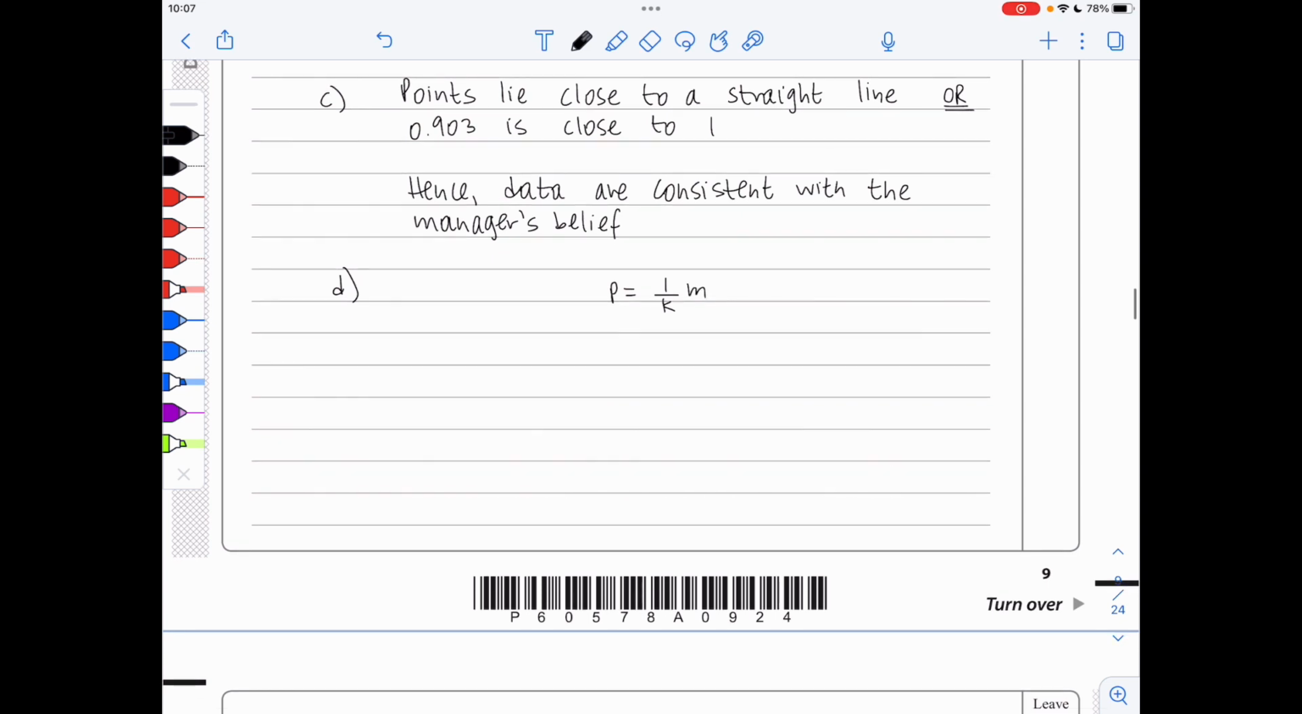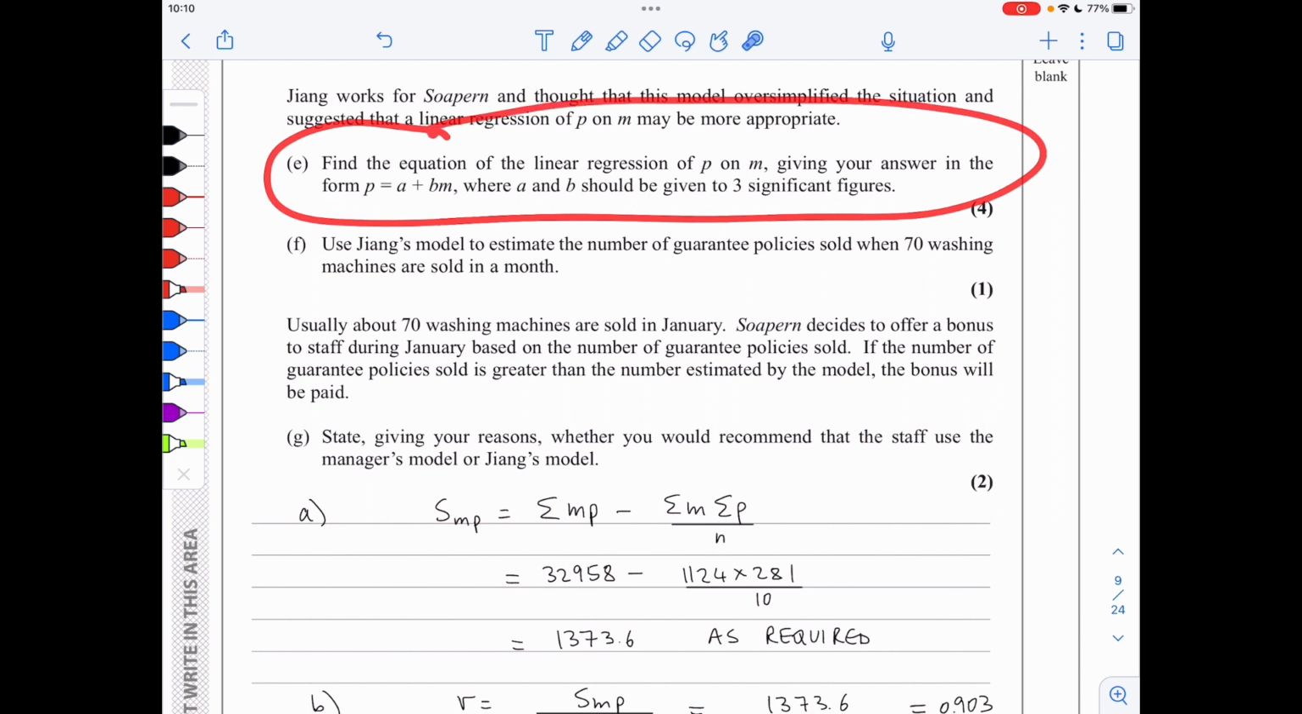If I sum both sides, the sum of the P's is 1 over K, the sum of the M's. Now, the sum of the P's is 281, and the sum of the M's is 1124. So if I cross multiply, 281 K is 1124, which makes K to be 1124 over 281, which is equal to 4.